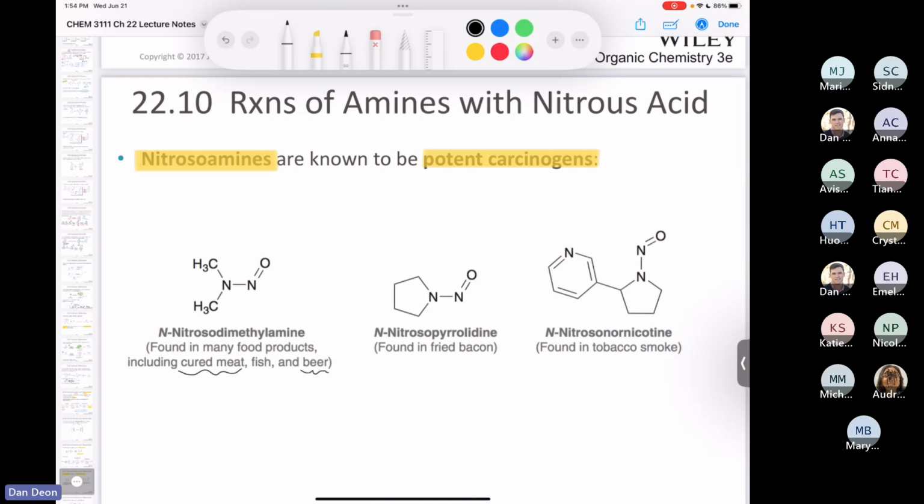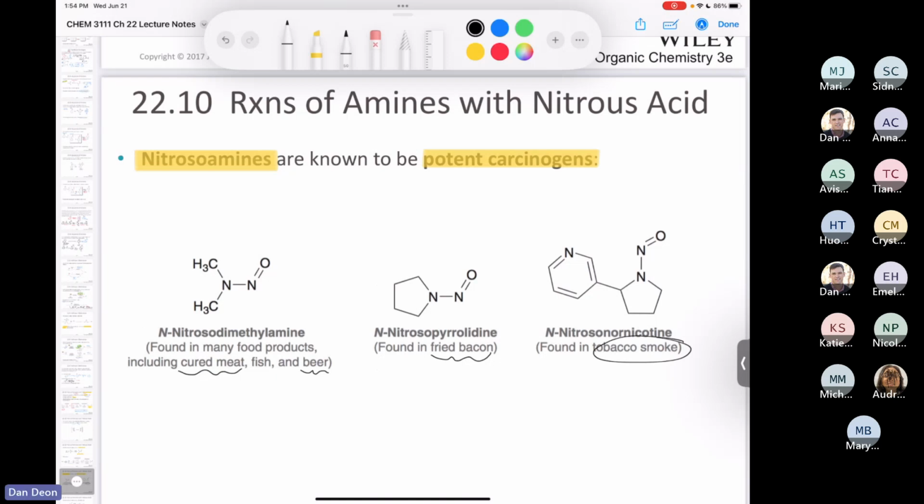That's found in beer. So that's a potent carcinogen. It's also, you see this N-nitrosopyridine, which is found in bacon. And then, of course, you've got this derivative of nicotine here, which is found in tobacco smoke, okay? So N-nitrosamine is not a good thing, okay? We generally don't say yay for N-nitrosamines.